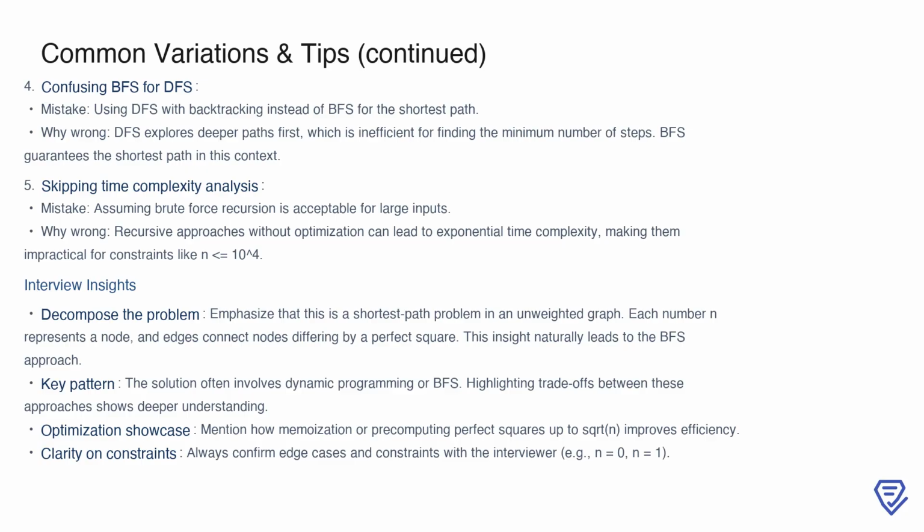From an interview perspective, it's helpful to highlight that this problem can be thought of as a shortest path problem in an unweighted graph. Each number represents a node, and edges connect nodes differing by a perfect square. This insight naturally points toward BFS as a solution. Additionally, showcasing an understanding of dynamic programming versus BFS and how memoization or pre-computing perfect squares improves efficiency can demonstrate depth of knowledge. Always remember to clarify edge cases and input constraints with your interviewer to avoid surprises.